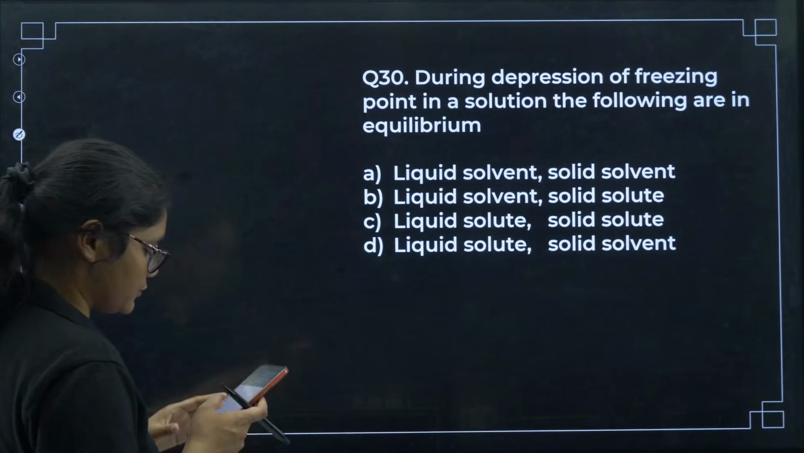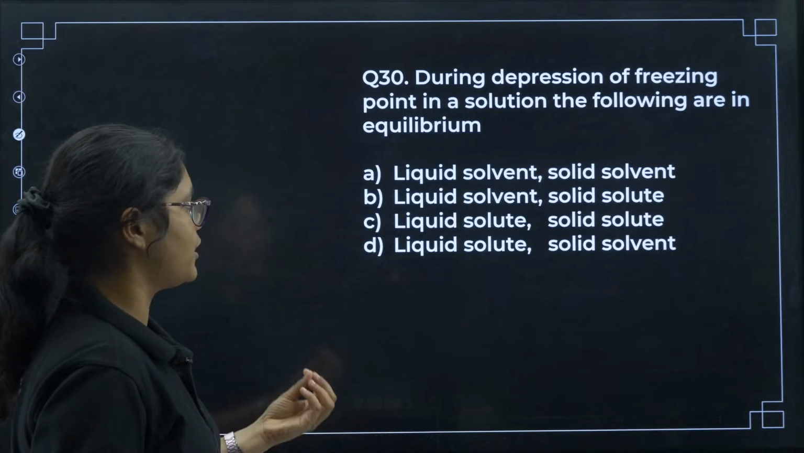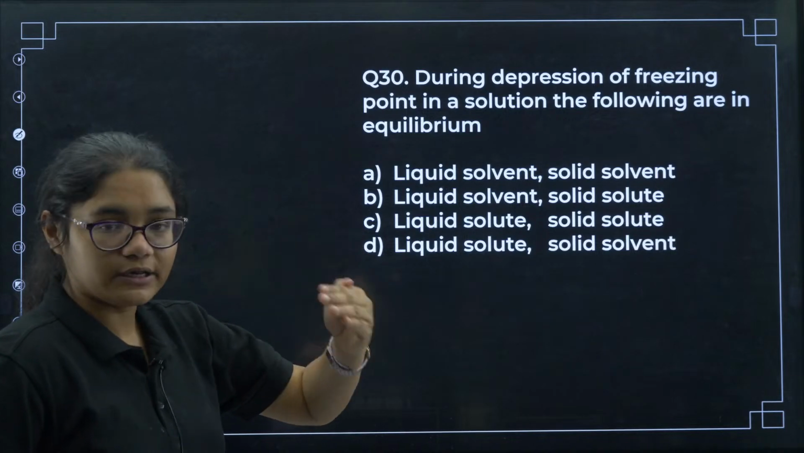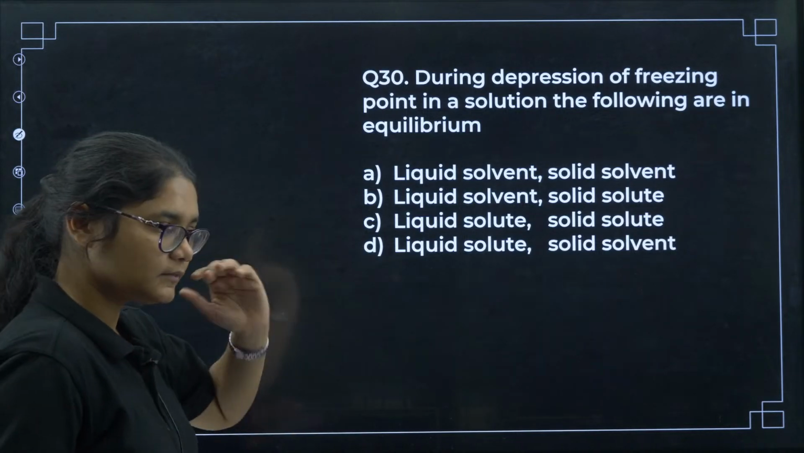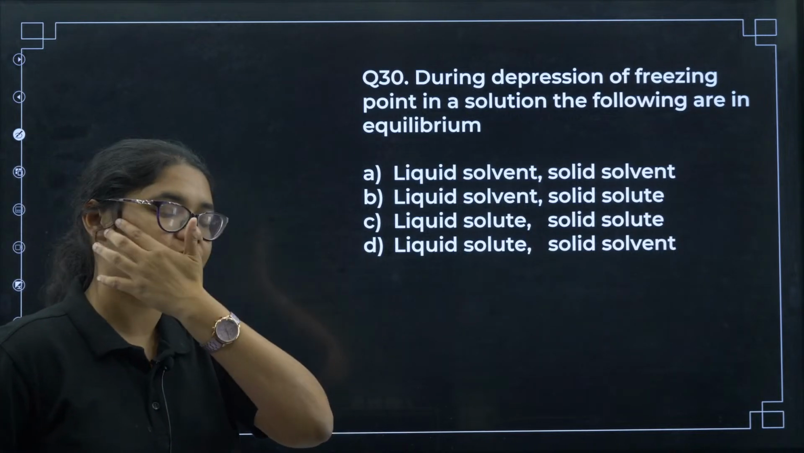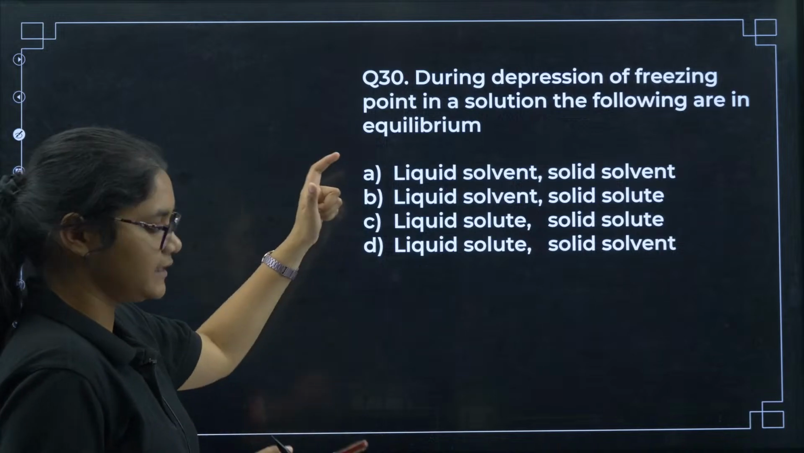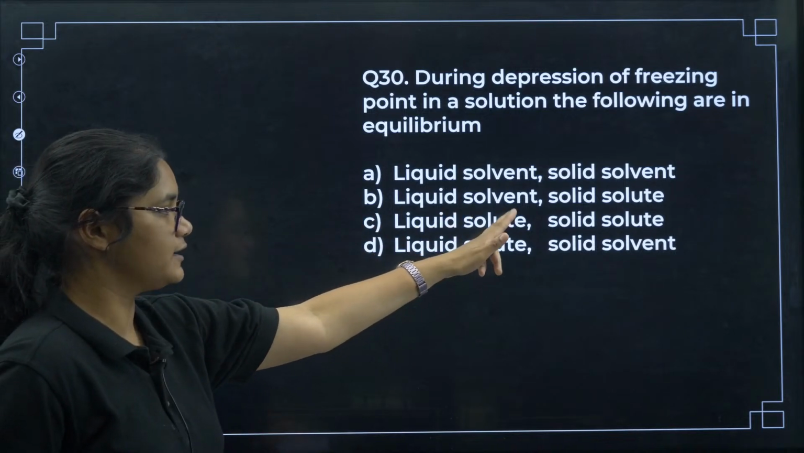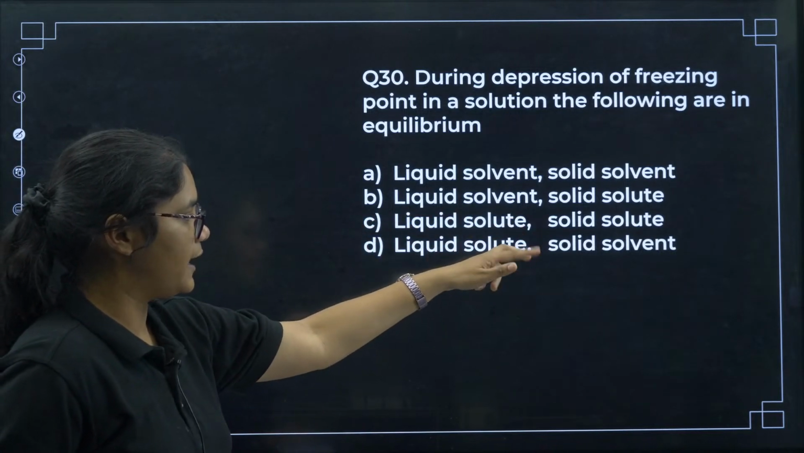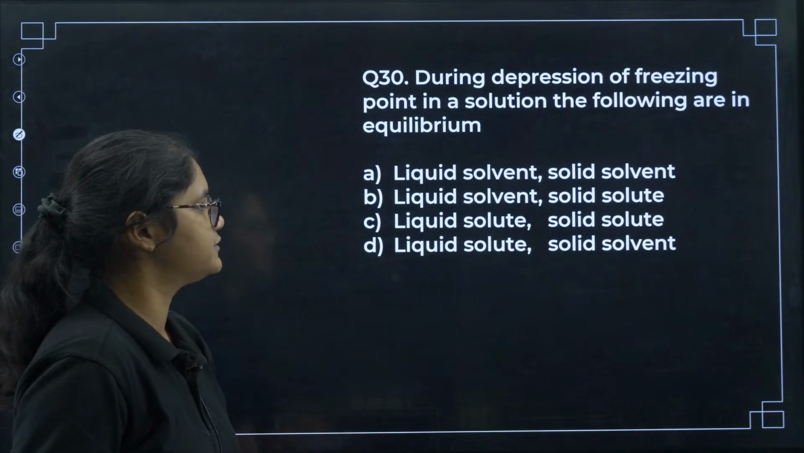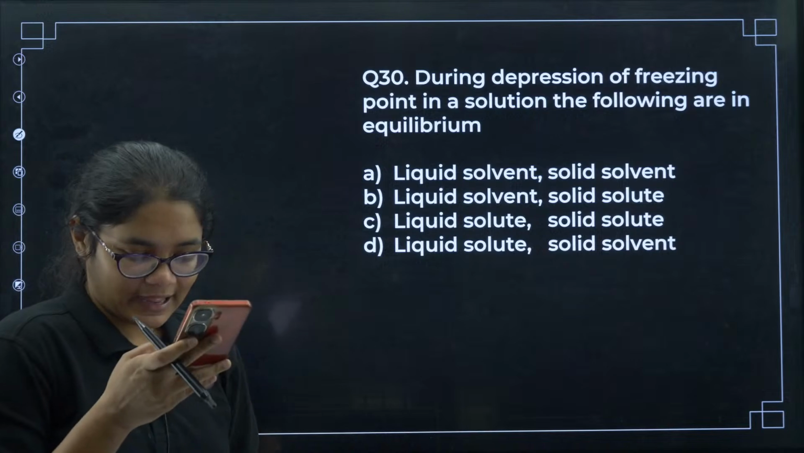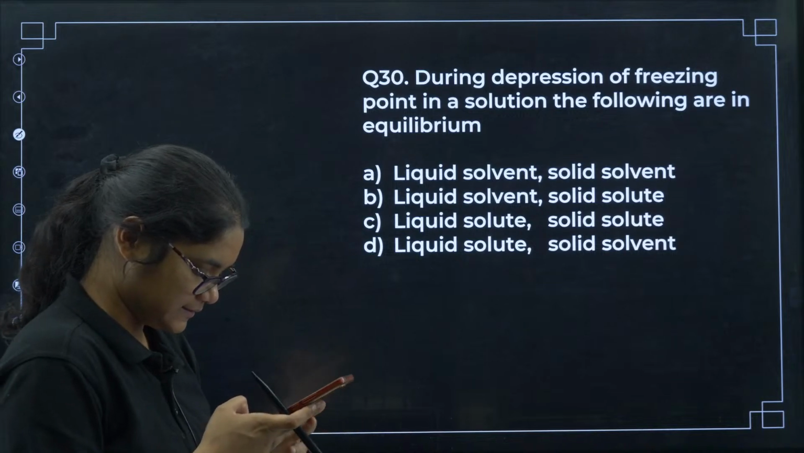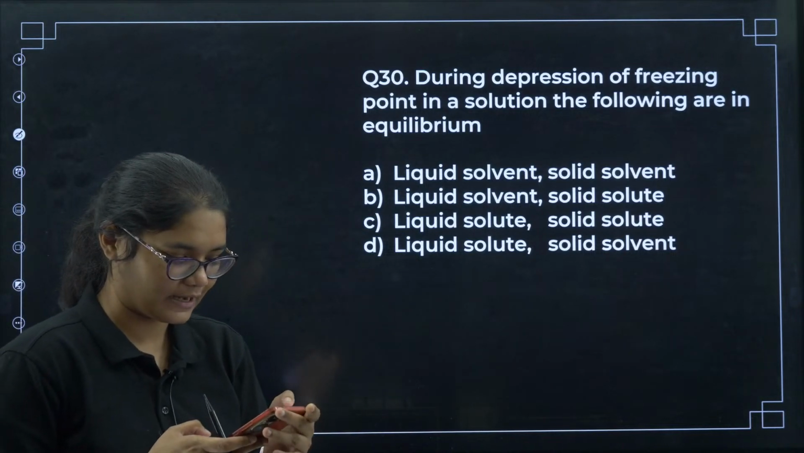Now let us move to the last question. During the depression of freezing point in a solution, the following are in equilibrium. You know, when we have boiling point, the vapor pressure of the liquid and the vapor pressure of the gas should be at equilibrium. Similarly, when freezing happens, what should be at equilibrium? Liquid solvent and solid solvent, liquid solvent and solid solute, liquid solute and solid solute, or liquid solute and solid solvent? Which should be at equilibrium here? This is a very important question. Take your time and think.